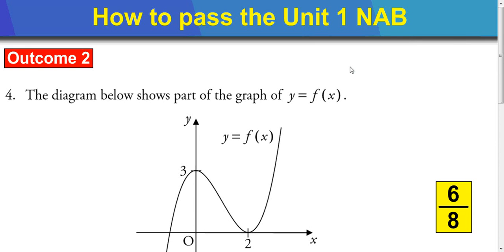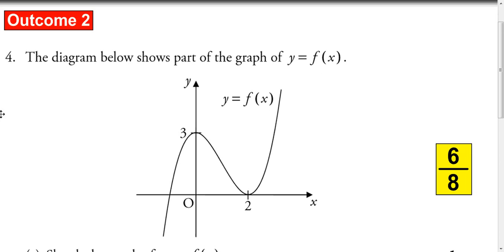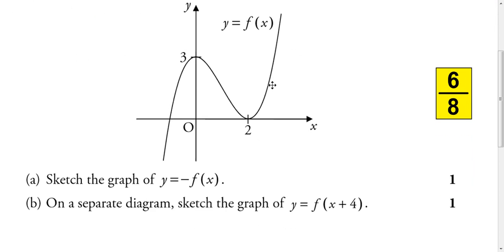This is how to pass Outcome 2 of Unit 1. As we can see here, we require 6 marks out of 8 or higher. Question 1: the diagram below shows part of the graph y equals f of x. Sketch the graph of y equals negative f of x.